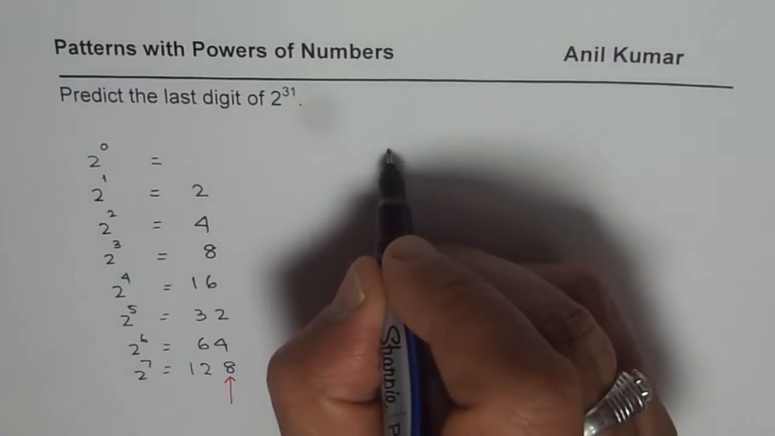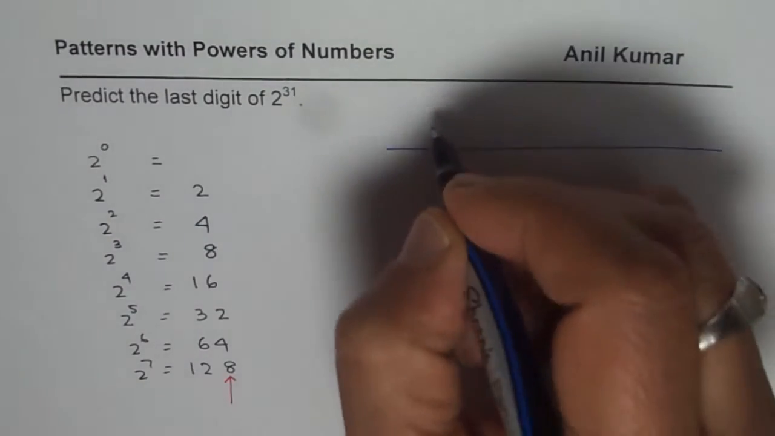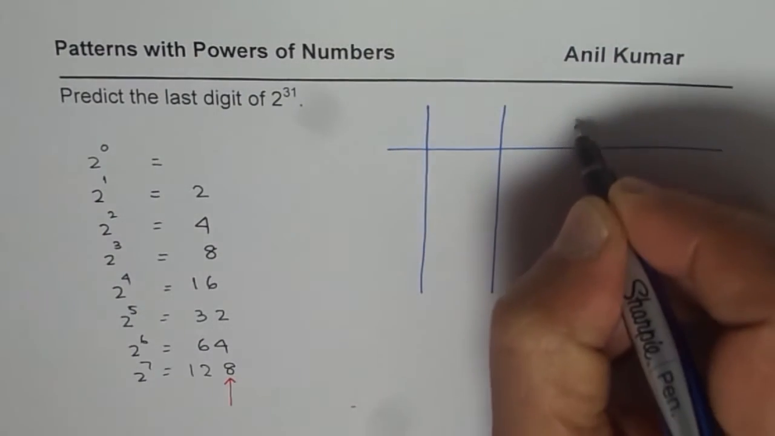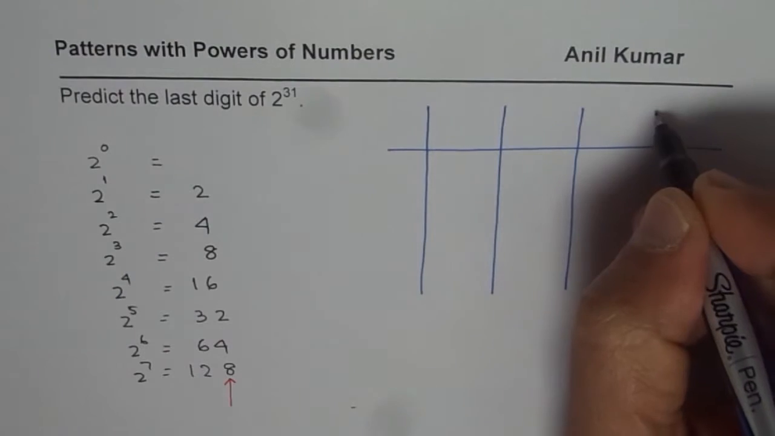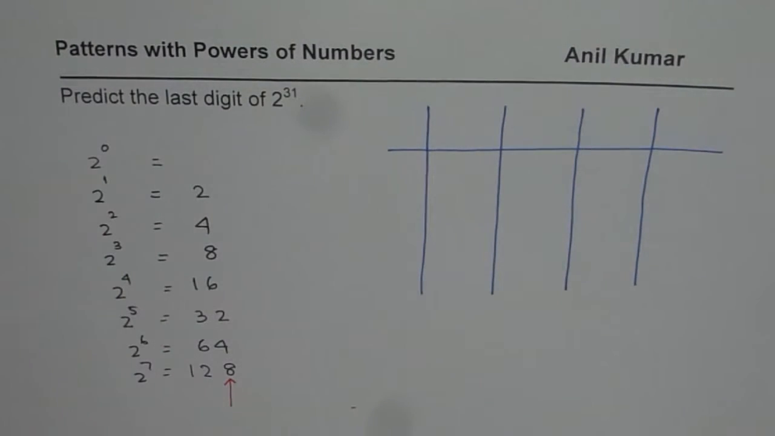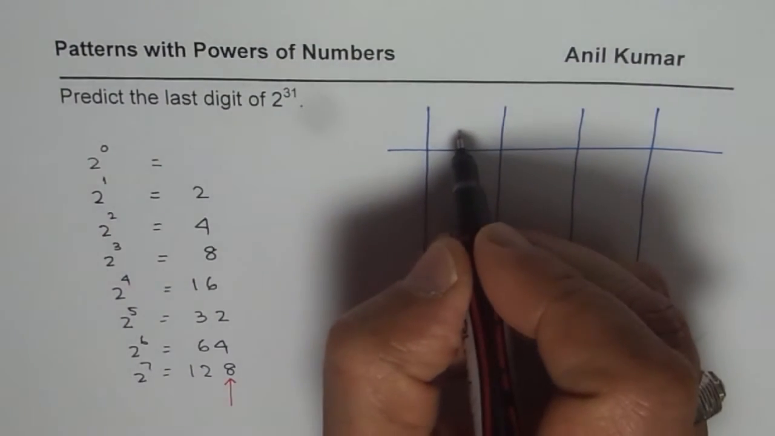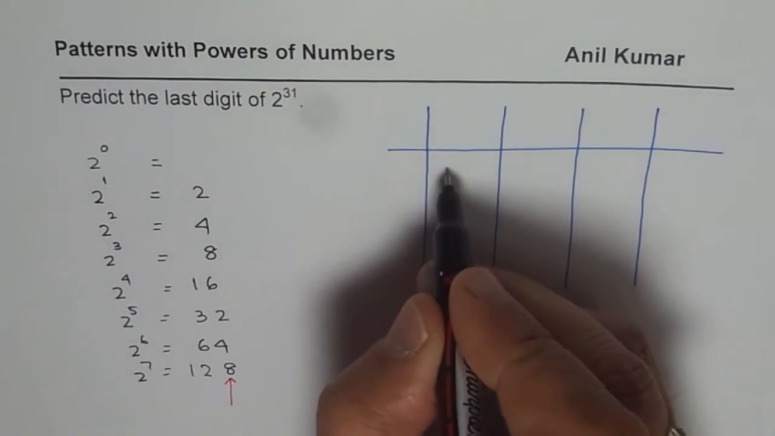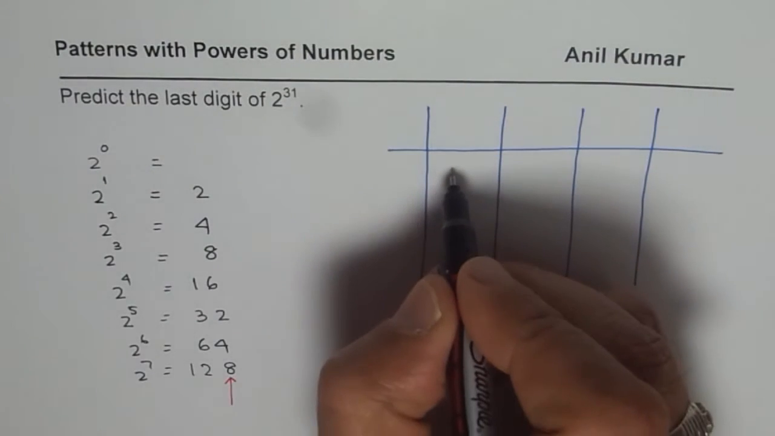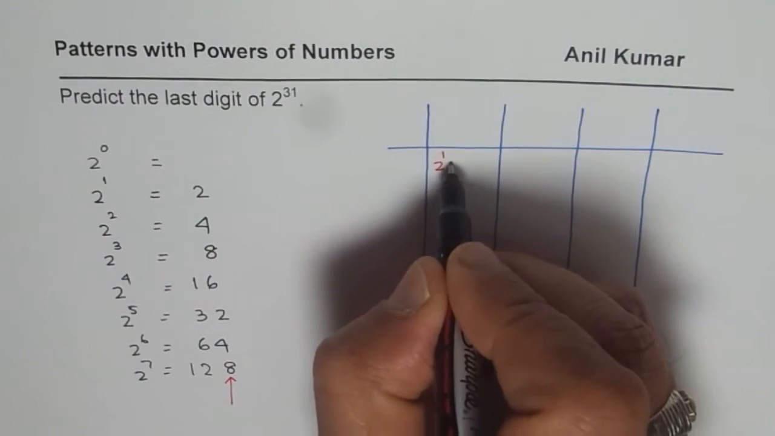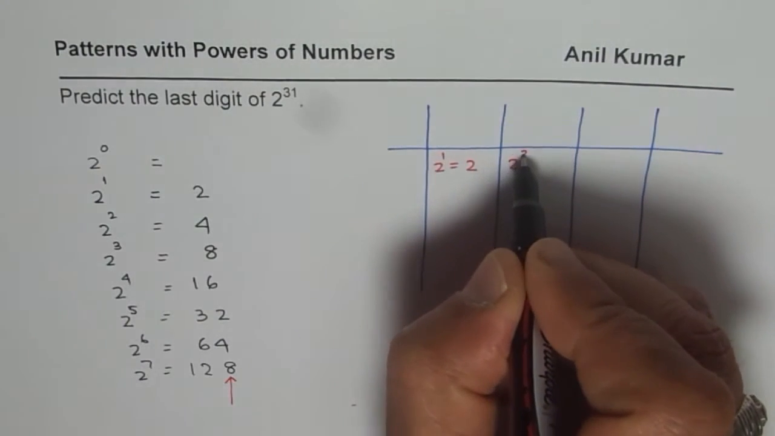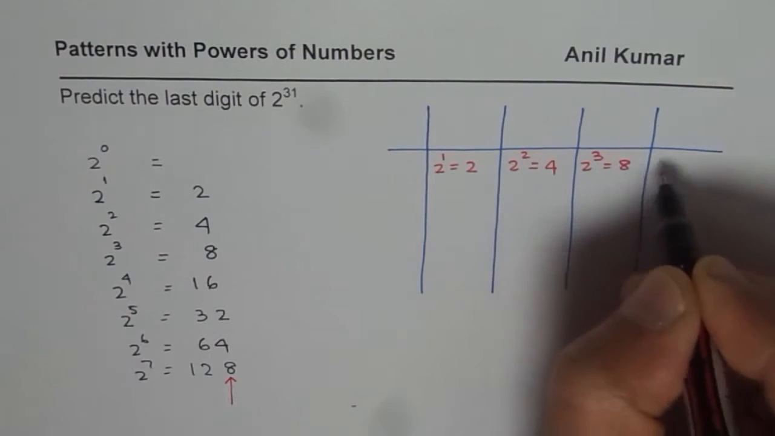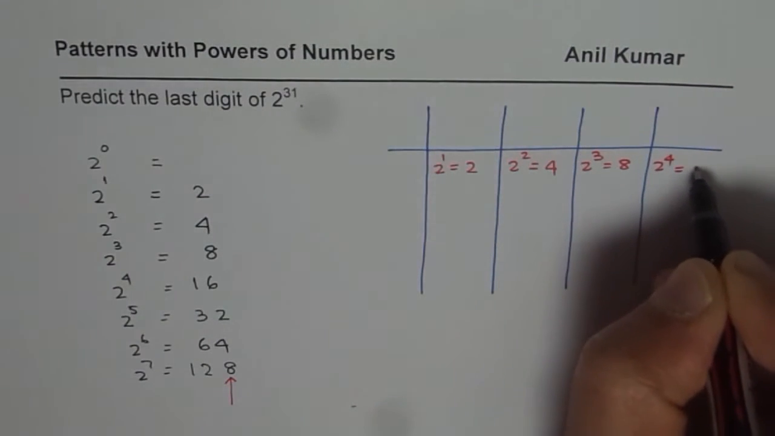What we can do is make a table, right? And in this table we can see how the last digit changes with the exponent. So let's write down 2 to the power of 1 here. 2 to the power of 1 is equal to 2. 2 to the power of 2 is equal to 4. 2 to the power of 3 is 8. 2 to the power of 4 is 16.